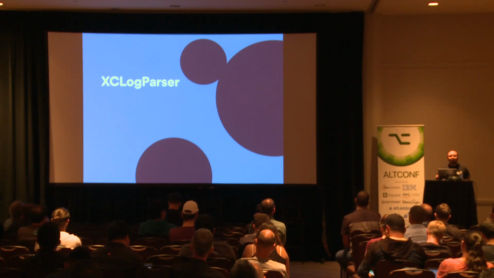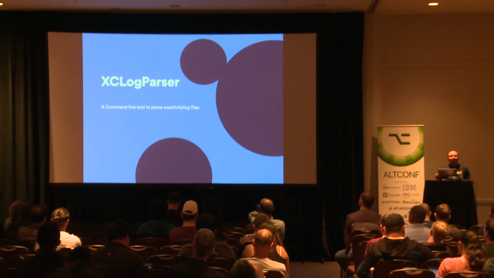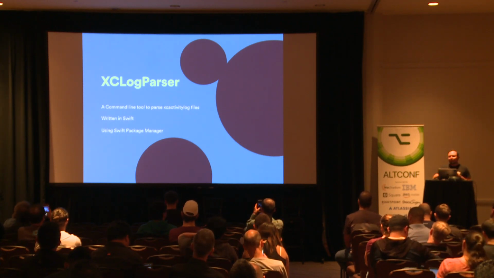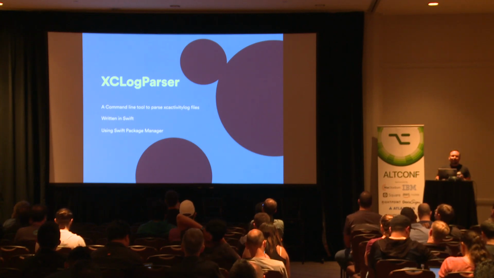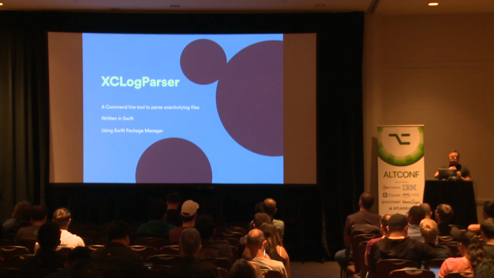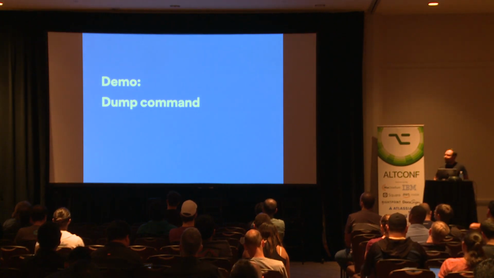We call it xclogparser. xclogparser is a command line tool to parse these Xcode activity logs. It's written in Swift and uses the Swift Package Manager. So you can use it as a command line tool from your console, or you can import it in other Swift projects if you want to use it as a dependency. So let's see how it works. We're going to see first a command that we called dump.